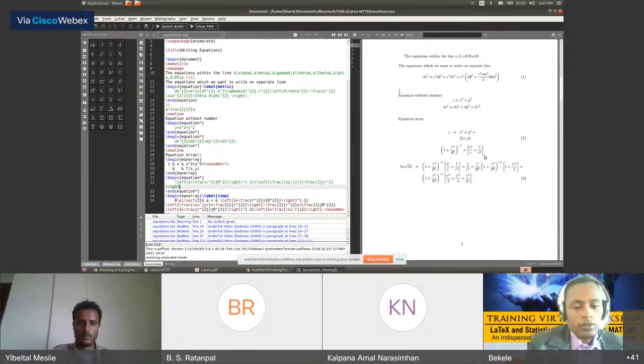Now one important thing. If I want to write any equation in this kind of bracket, then what to do? Because these brackets, the braces, are used in LaTeX for a particular purpose, so I can't use them directly.